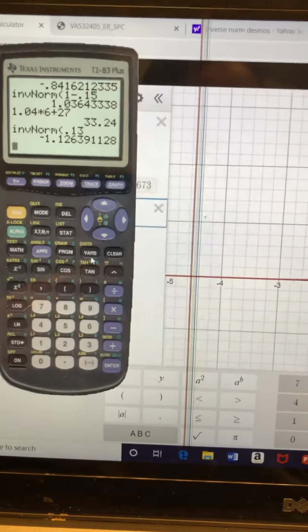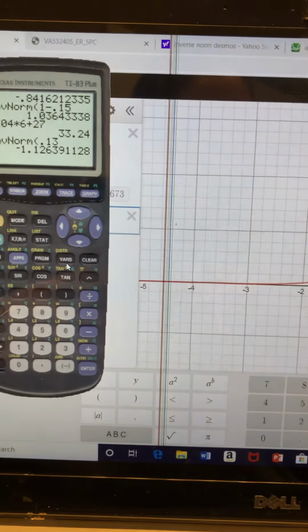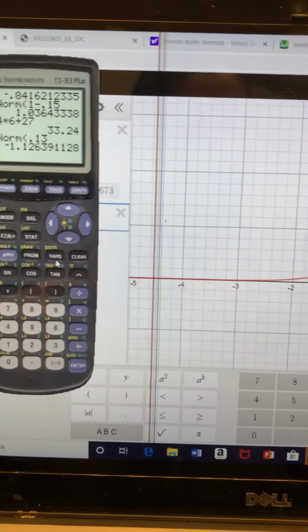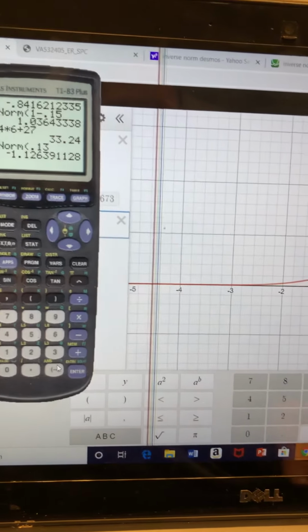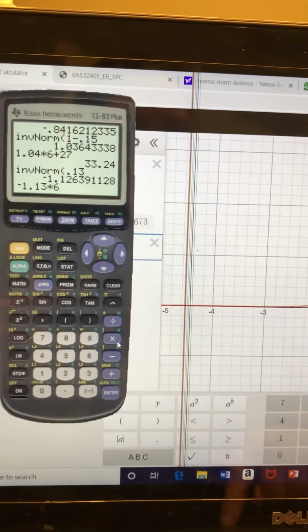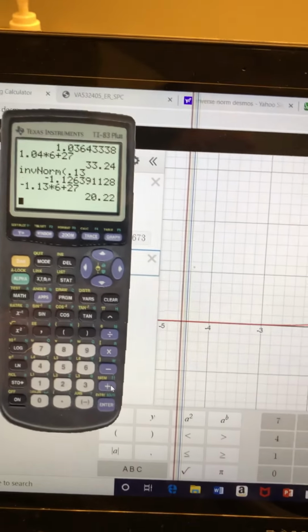So Z is negative 1.13. So X is negative 1.13 times 6, which is my standard deviation, plus my mean. So I'm going to do negative 1.13 times 6, my standard deviation, plus my mean, 27, and I get 20.22 minutes.